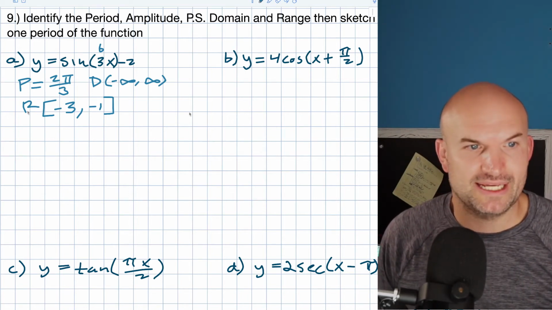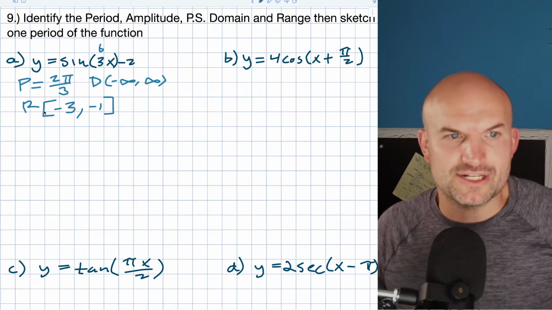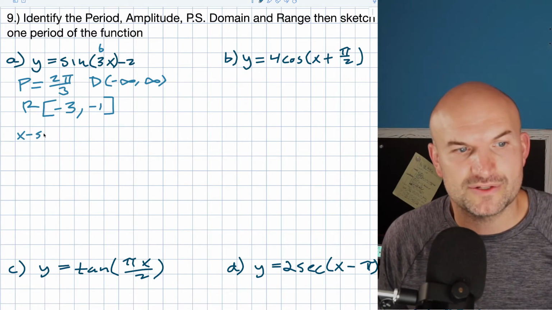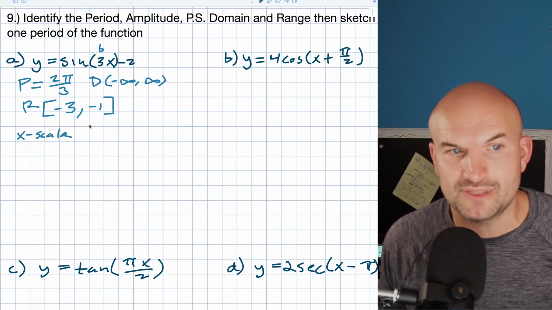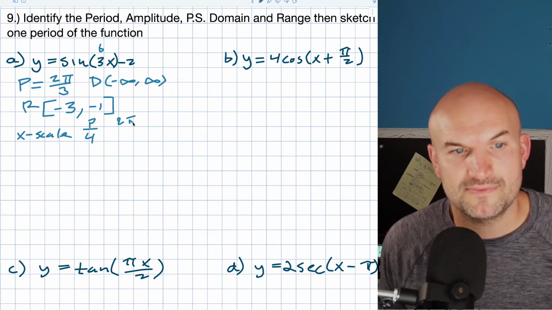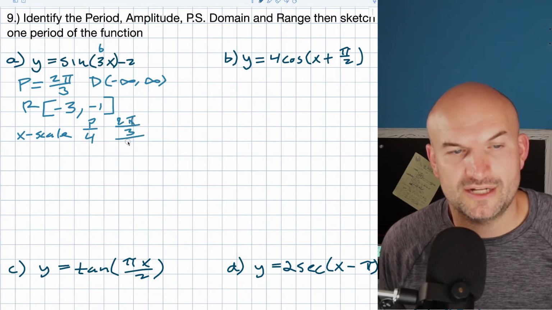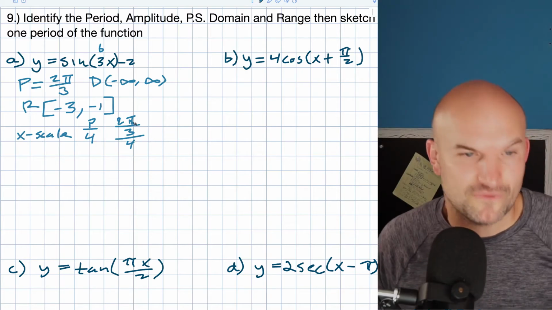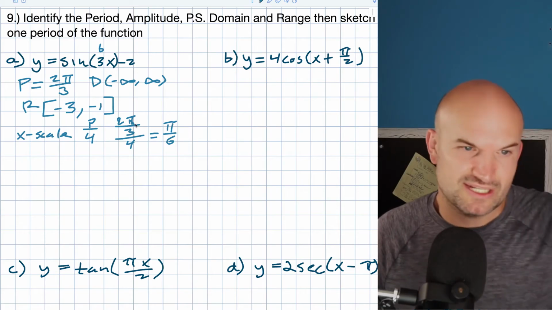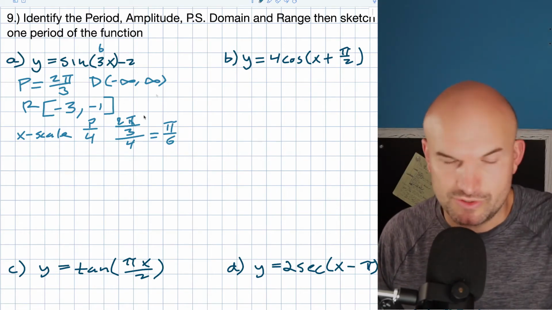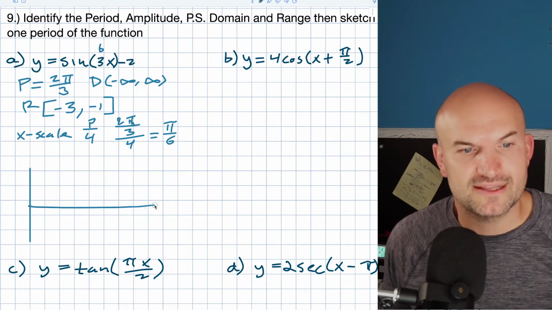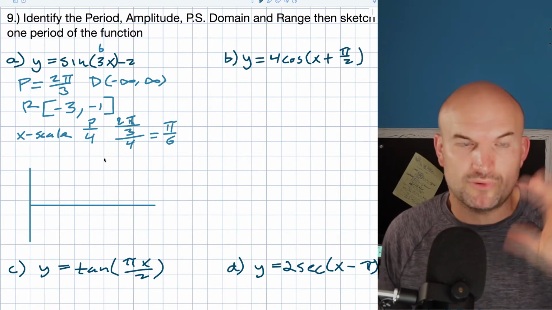The other thing I like to do when I'm trying to sketch a graph is find the x scale. To find the x scale, all you're simply going to do is take the period and divide it by 4. So I'll take 2 pi over 3 and divide that by 4. In dividing by that 4, I get pi over 6. Technically that's 2 pi over 12, which reduces to pi over 6. The reason why that's important is because it tells me all the important points of this graph.